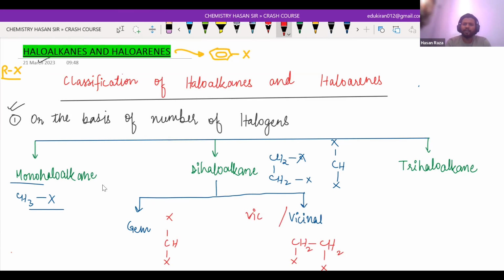So this is your dihaloalkane, and then comes the trihaloalkane, that means CHX3. So this halo group is there three times, so it is trihaloalkane.